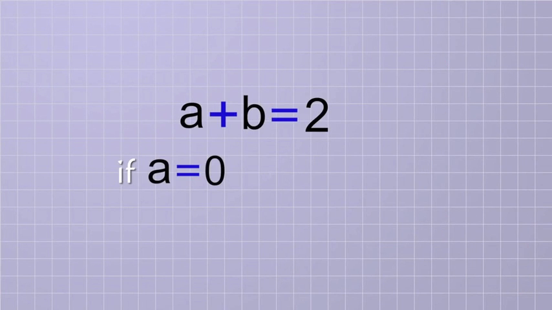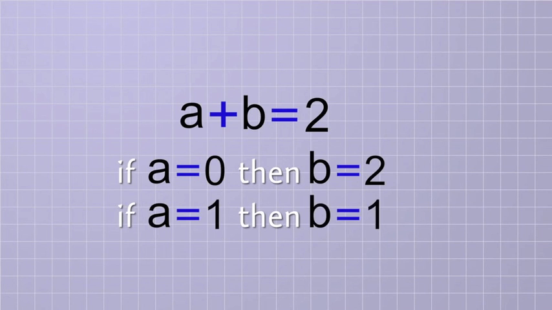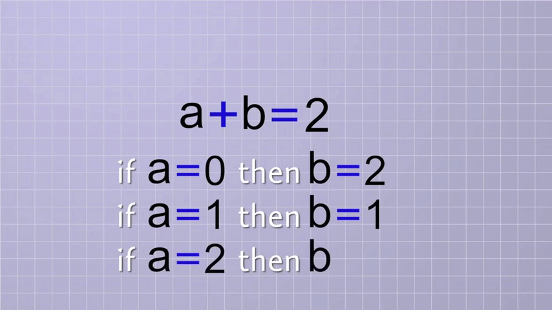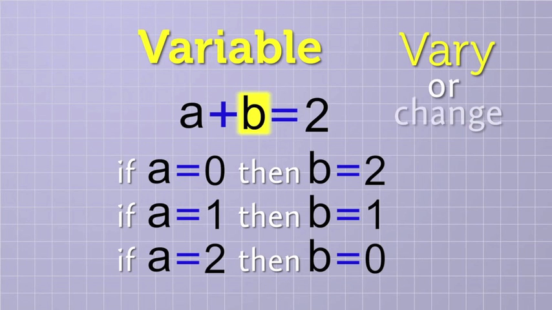If a is 0, then b must be 2. If a is 1, then b must be 1. And if a is 2, then b must be 0. b can't have two different values at the same time, but its value can change over time if the value of a changes. In algebra, b is what's called a variable because its value can vary or change.